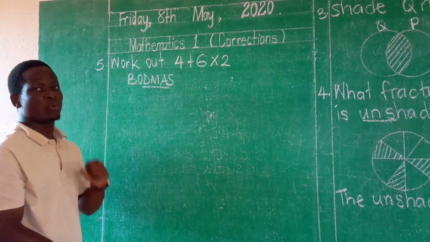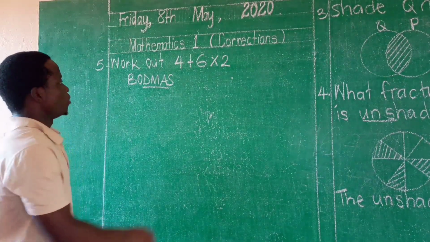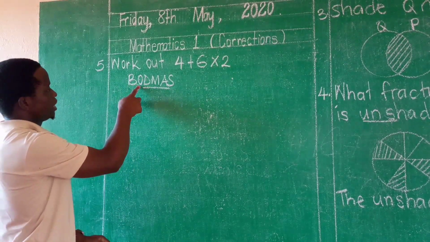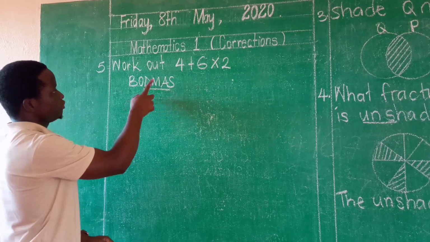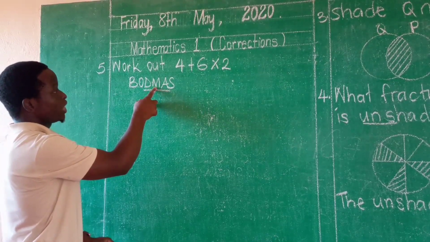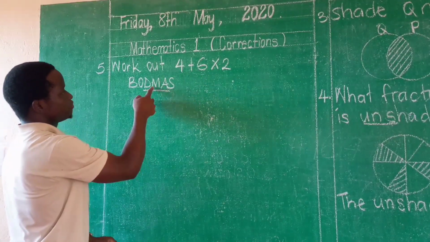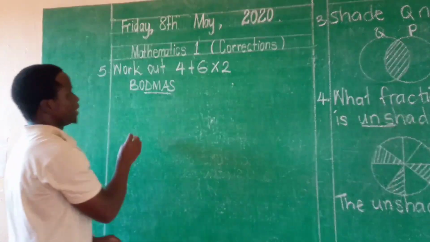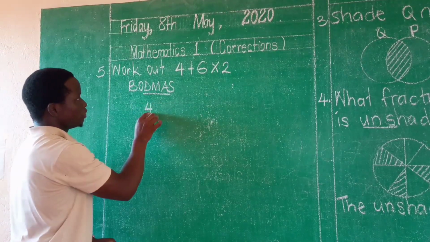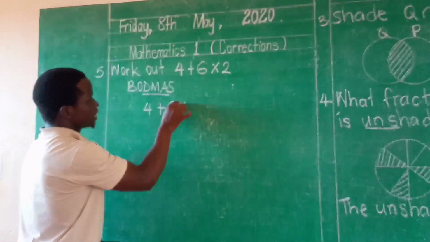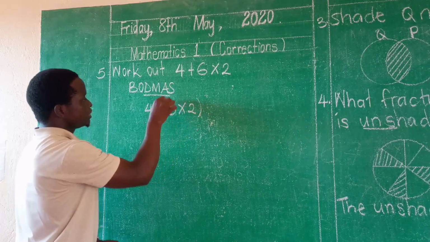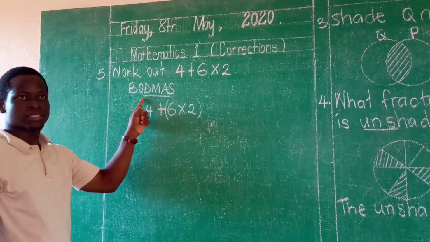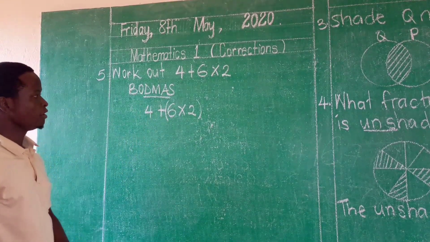Which one do we deal with first? Now, when we see BODMAS, brackets are not there. Of is not there. Division is not there. Multiplication is coming first before addition. So we shall have our 4 plus 6 times 2, but we first multiply. Why? Following the order of BODMAS, multiplication comes before addition.